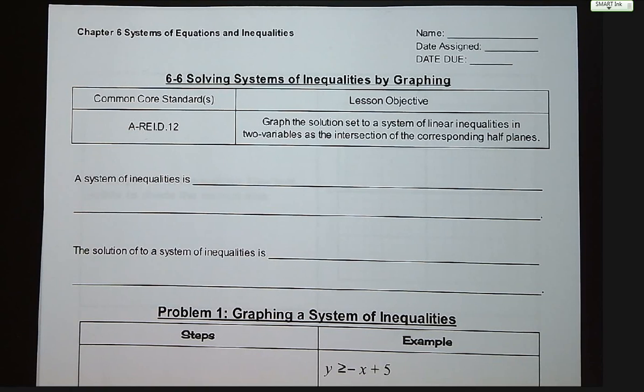Our objective for today is to be able to graph the solution set to a system of linear inequalities in two variables as the intersection of corresponding half planes.